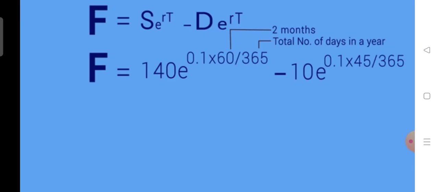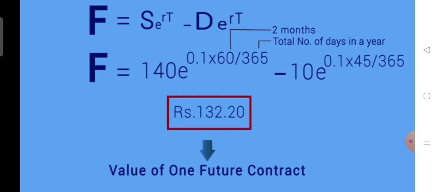If we solve this equation, we get rupees 132.2, which is the value of one futures contract. Let's talk about the third numerical.